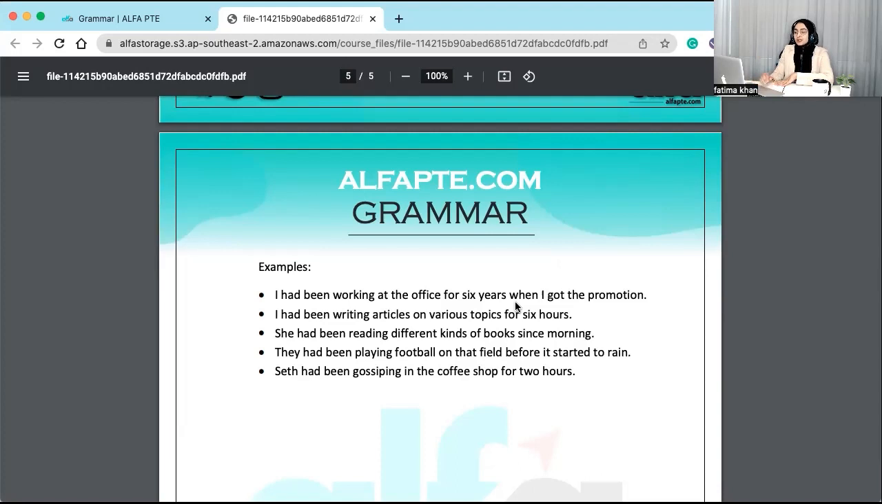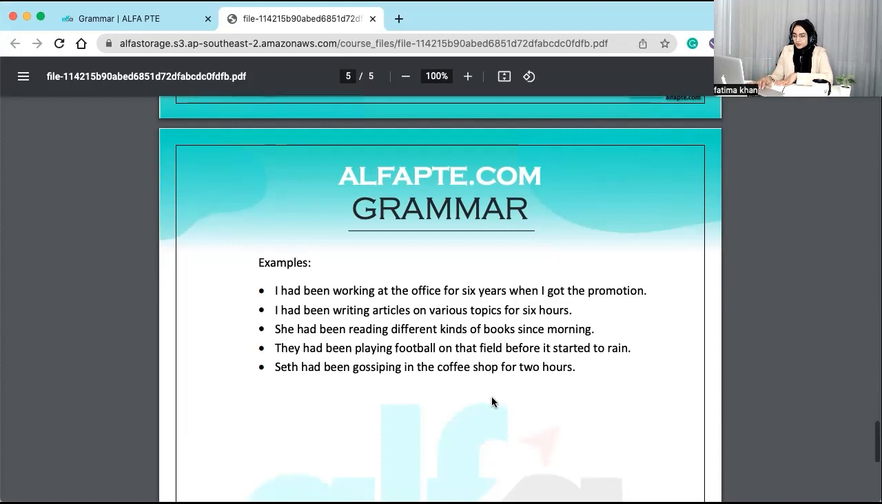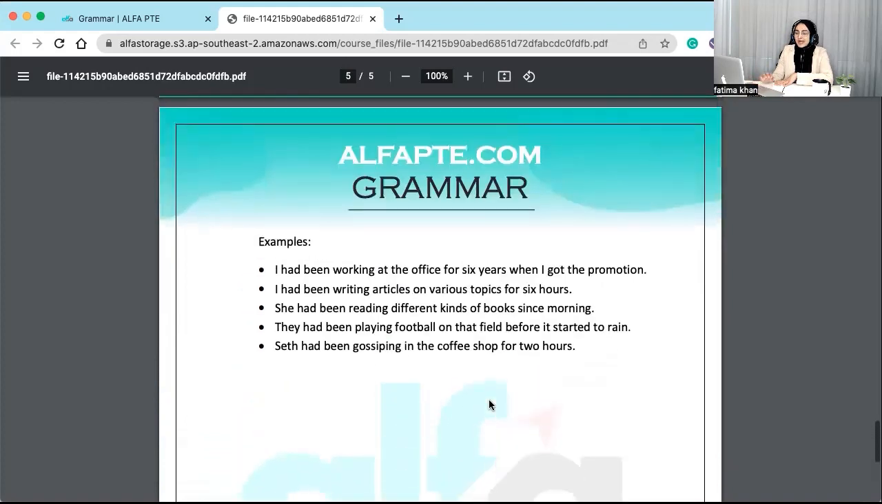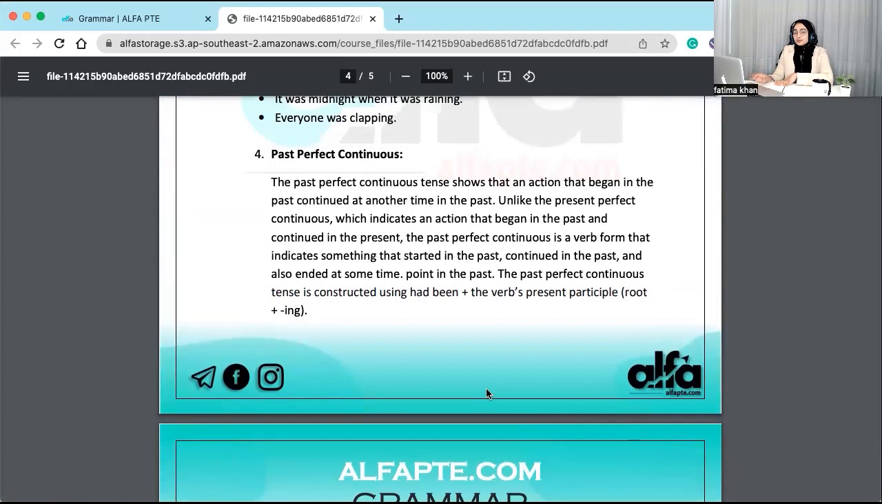I had been writing articles on various topics for 6 hours, then I can continue before I decided to go out and get some break. All right. She had been reading different kinds of books since morning, and then I continue. All right. So this is had been verb plus ing. Subject had been verb plus ing.